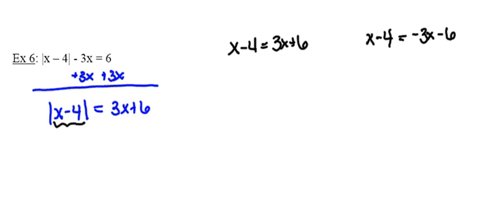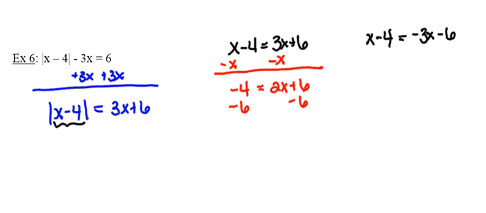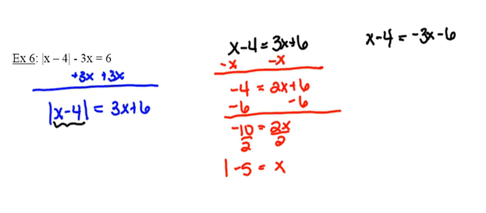I need to get the x's together for the first equation, so I'm going to go ahead and subtract the x. Get negative 4 is equal to 2x plus 6. Subtract the 6. Negative 10 is equal to 2x. And now divide by 2. X equals negative 5 for my first equation.